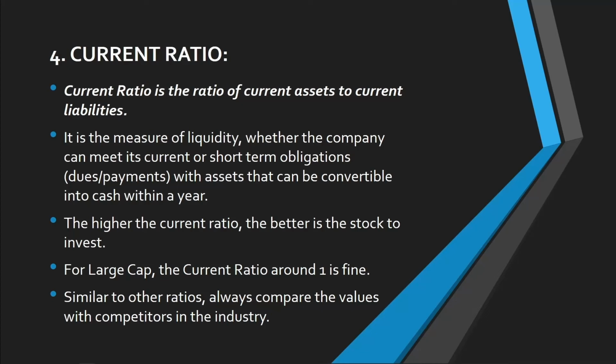Finally, when we choose a stock, it is important to make sure that PE, PB and debt to equity ratios are lower than or equal to industry values, whereas the current ratio should be higher than or equal to industry values.